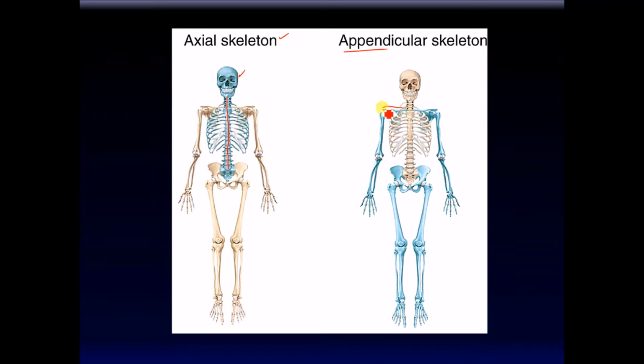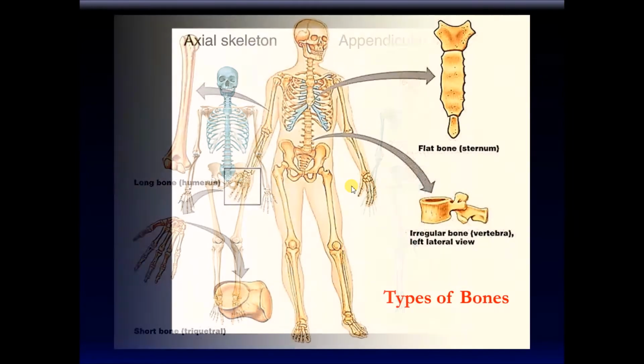So here the clavicle, scapula, and the upper extremities, and over here the pelvic bone, which is equivalent to this bone over here, and the lower extremities. These are the components of the appendicular skeleton. So when studying the skeletal system, we divide it into these two parts, the axial skeleton and the appendicular skeleton.